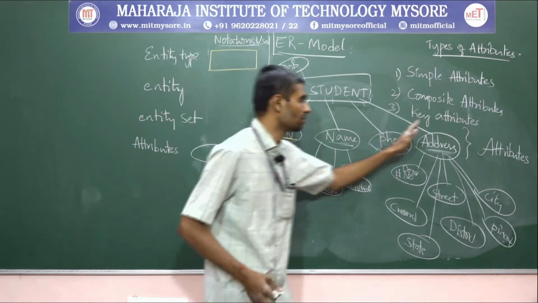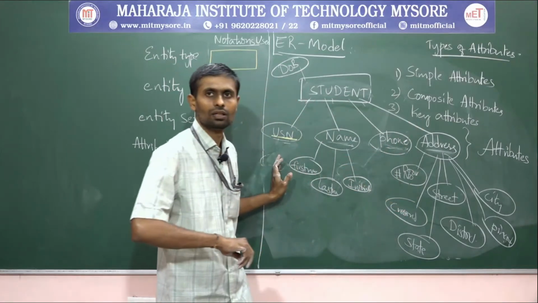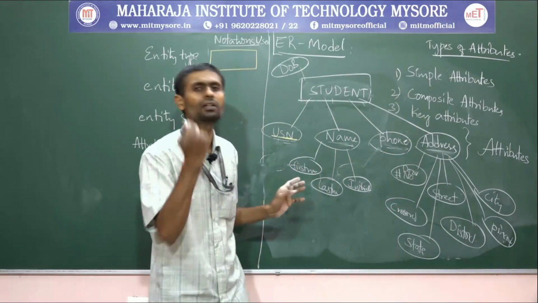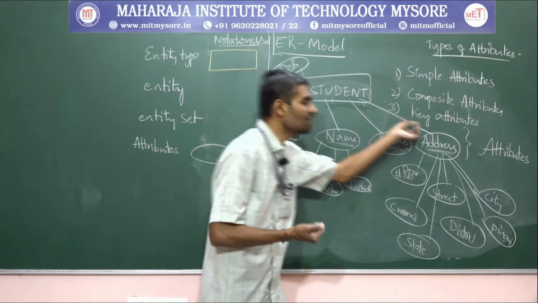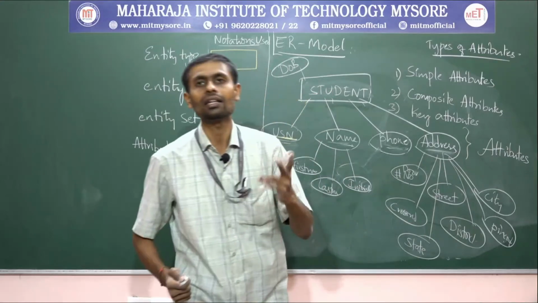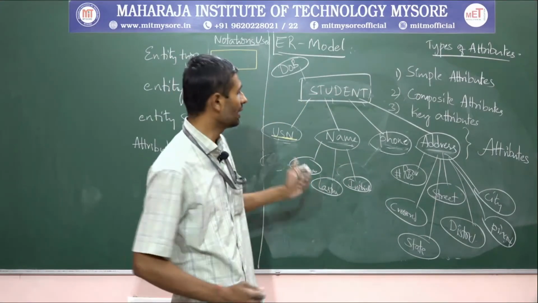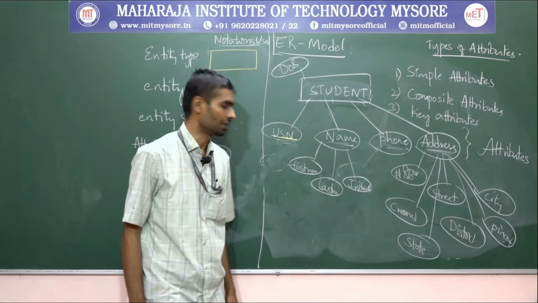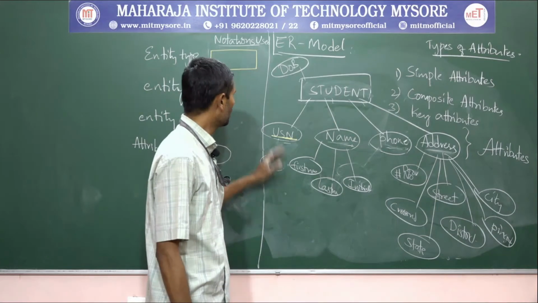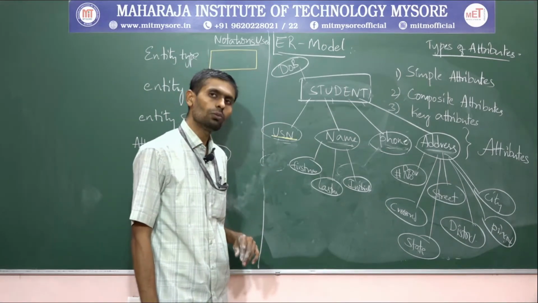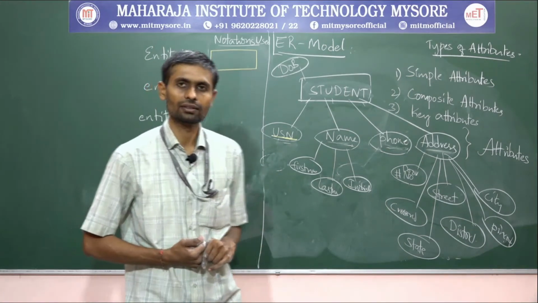So such simple attributes which hold the property of uniqueness, we call by the name key attributes, the key attribute of that entity type, fine. And there is one more kind of attribute we are having, guys.